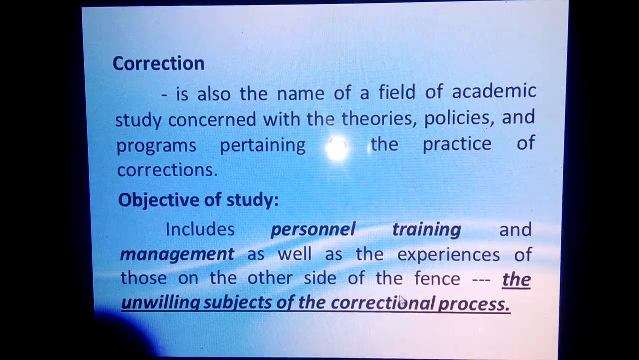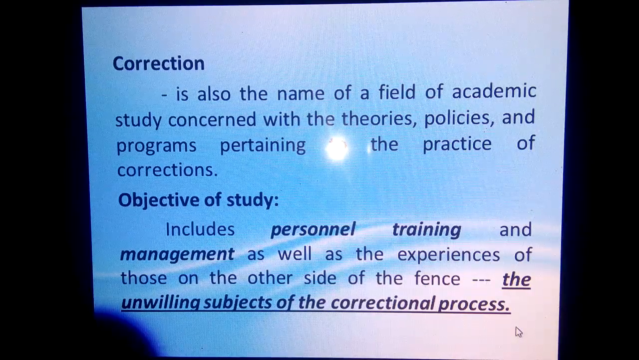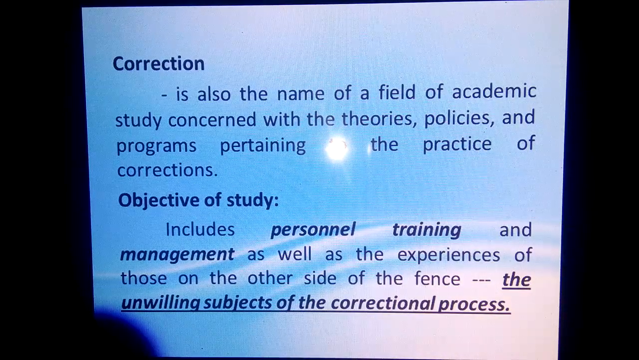So actually it talks about those unwilling subjects of the correctional process. So meaning to say, they are going to study very well those persons deprived of liberty, and their experiences, for the corrections personnel to be able to determine what is due for them, what is the suitable treatment program for each and every person deprived of liberty. Because as we all know, persons deprived of liberty in terms of degree of offense have been categorized as super maximum, maximum, medium, and minimum.